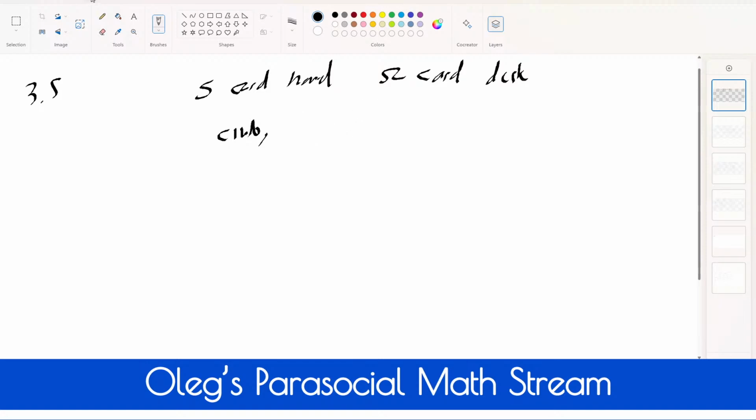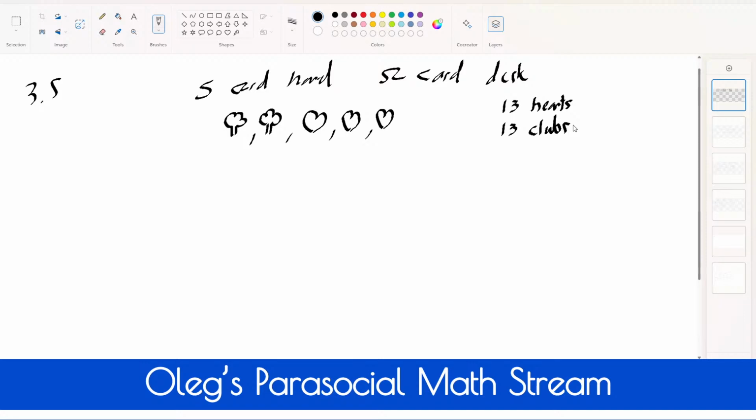So you know what? Let's just draw it. Okay, so that is our hand. That's what we want. How many ways can we do that? Well, what we know is there are 13 hearts, and we know there are 13 clubs.